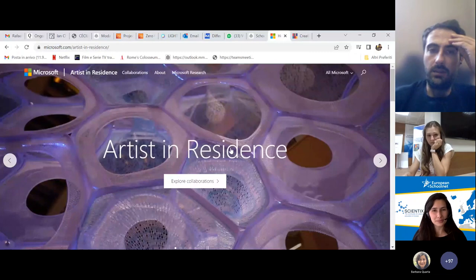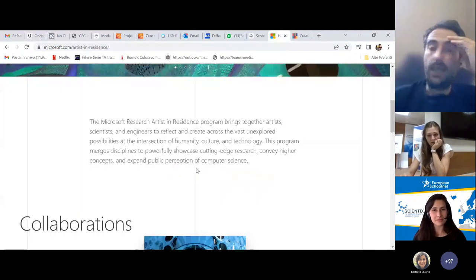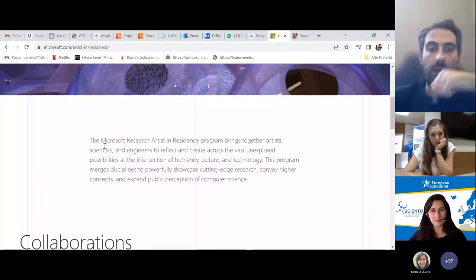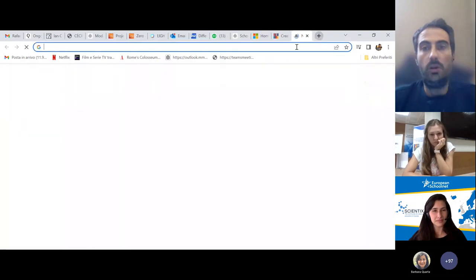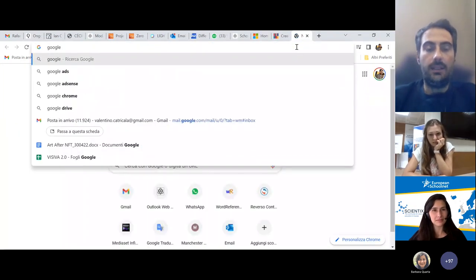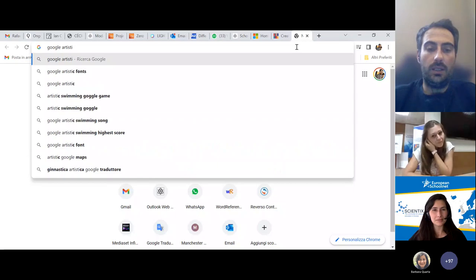Yeah, just very quickly, just to show you this example, a big company like Microsoft doing artist residency, and creating one department in which artists can work with engineering technicians, etc. Adobe or Google as well. And you can look it up if you want.